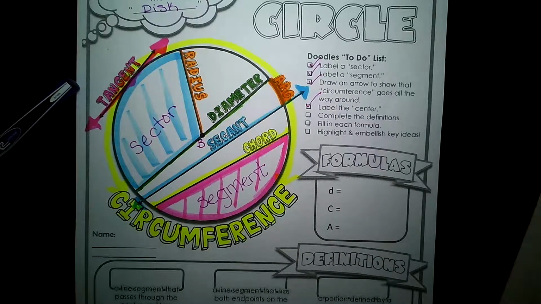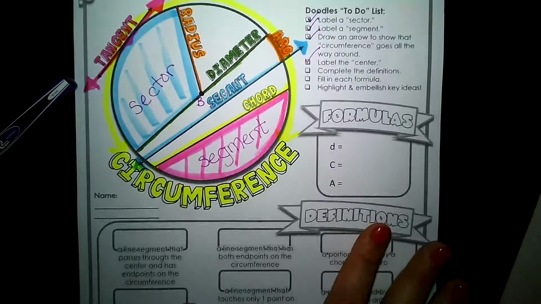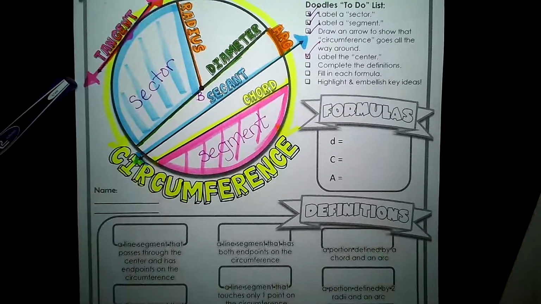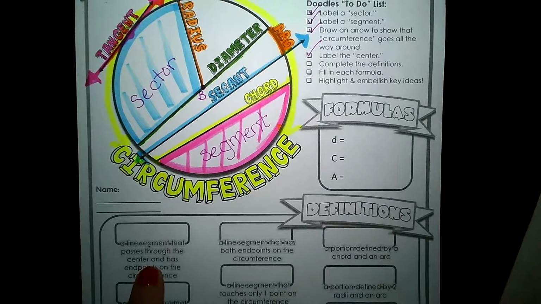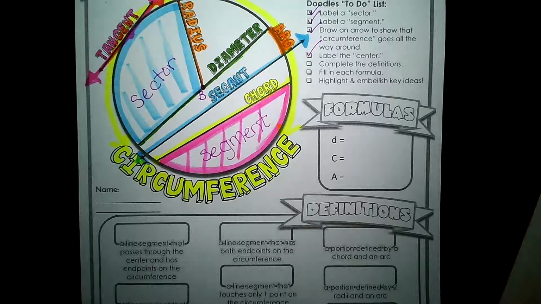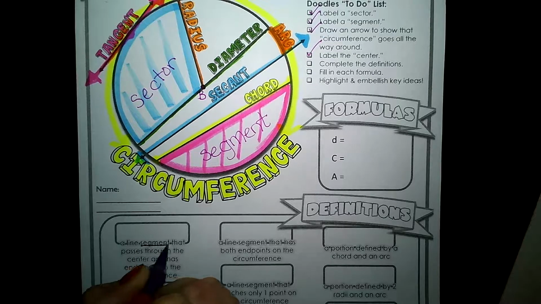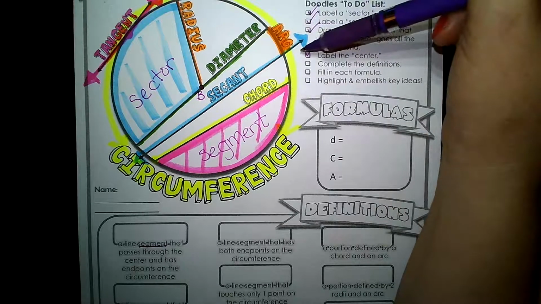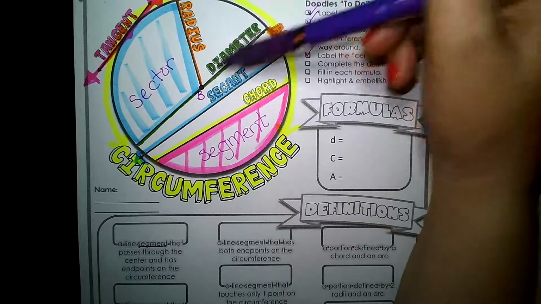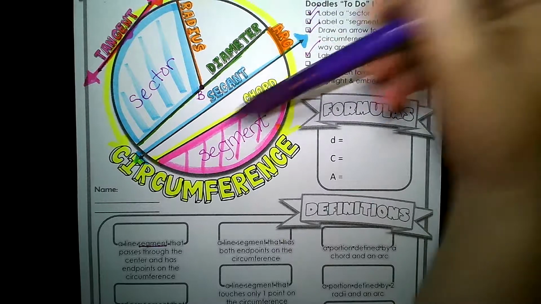All right, so our next challenge here is to complete the definitions below. As we complete these definitions, now we have a visual to look at, so we can do kind of a match here. Our first definition says a line segment that passes through the center and has endpoints on the circumference. So let's check that out. A line segment, that's important. That means it stops. It doesn't have arrows on both ends. So it's not a tangent and it's not a secant. Segments would be like a radius or a diameter or a chord.